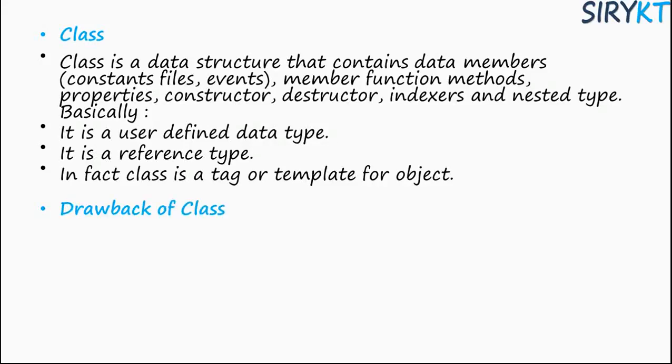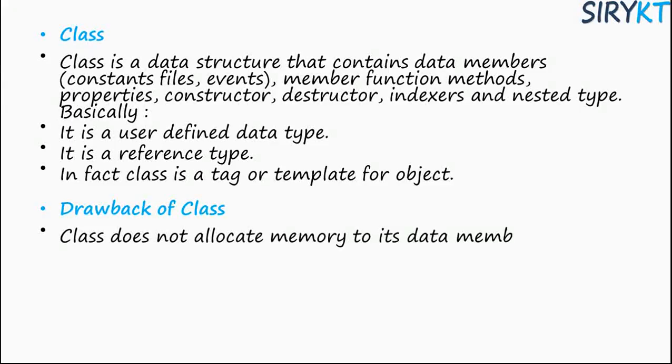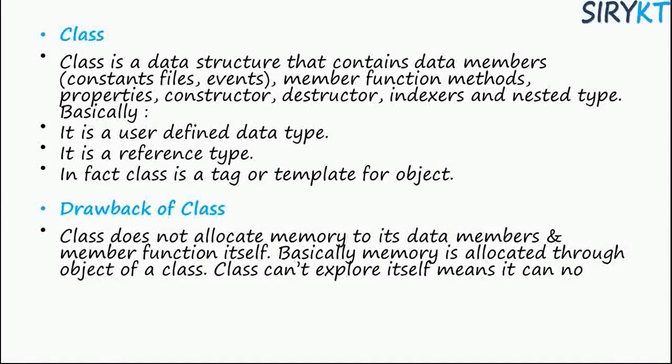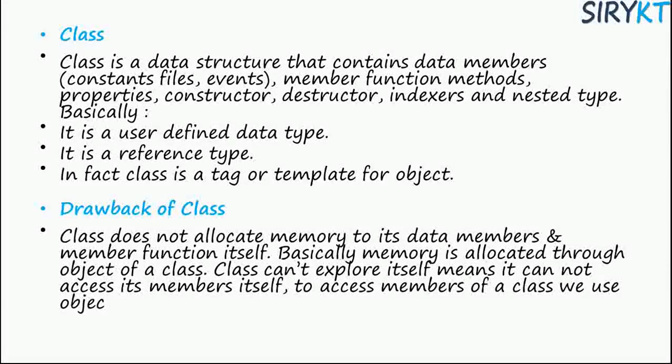The drawbacks of classes are as follows. The class does not allot memory to its data members and member functions itself. Basically, memory is allotted through the objects of the class. The class cannot access itself, meaning it cannot access its members itself. To access the members of a class, we need an object of that class.